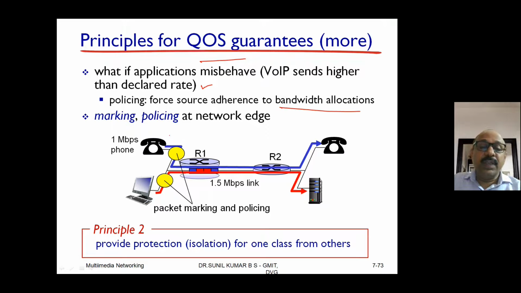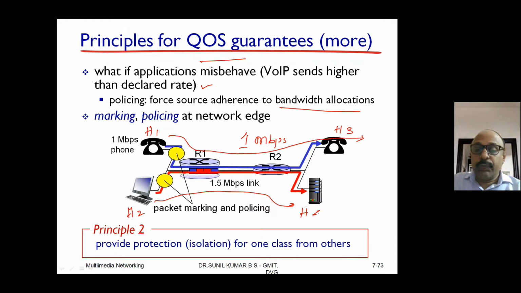So what we do is we restrict all the packets that are moving from H1 to H3. H1 to H3 are restricted to only 1 Mbps, and from H2 to H4, we will allocate only 0.5 Mbps. If this is the case, there cannot be an overlapping of the bandwidth, and hence each one will have a promised service to the destination.